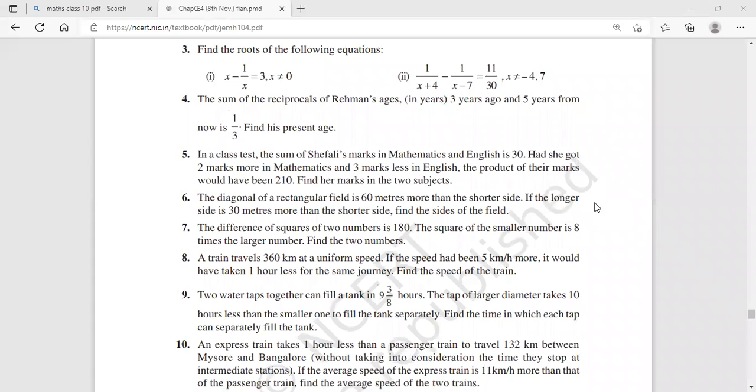So the fifth question: in a class test, the sum of Shefali's marks in mathematics and English is 30. If you add the marks of Shefali in math and English, it is 30. Had she got 2 more marks in mathematics and 3 marks less in English, the product of their marks would have been 210. Find her marks in the 2 subjects.